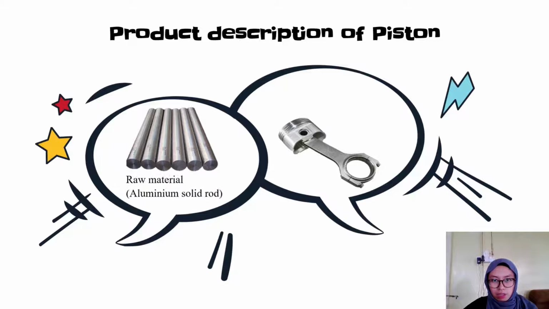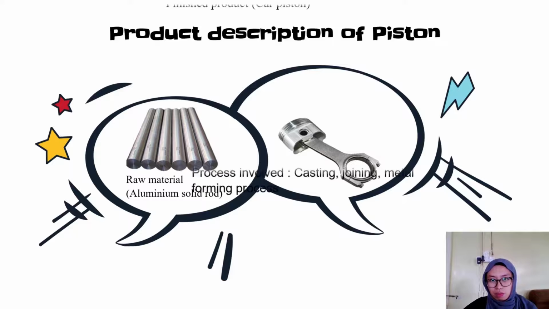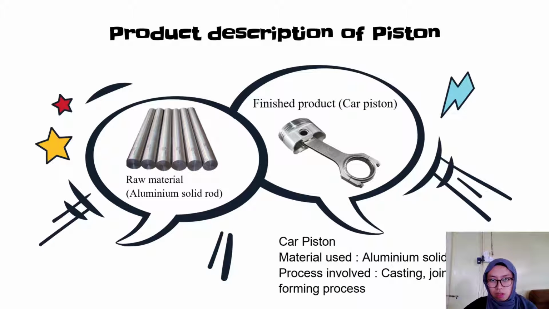Product description. The first picture is a raw material for the piston, and the piston uses an aluminum solid rod. The processes that are involved to make a piston are casting process, joining process, metal and non-metal forming process. The second picture shows the finished product of a car piston that has gone through all the manufacturing processes.